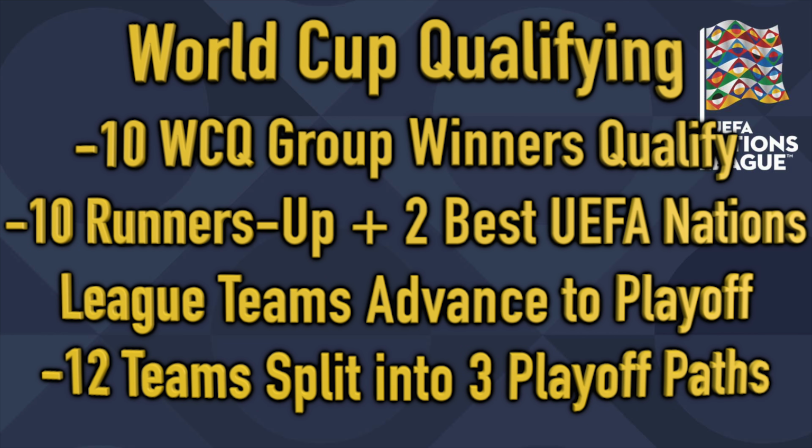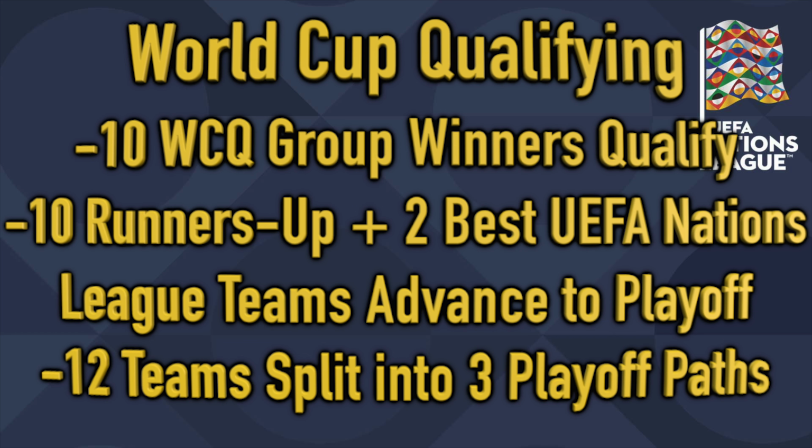So for European World Cup qualifying, typically all 55 European nations are split into 10 groups. The 10 group winners automatically qualify for the World Cup. Also, all 10 group runners-up advance to a playoff, along with the 2 best UEFA Nations League group winners who did not finish top 2 in their World Cup qualifying group. So does that make sense?